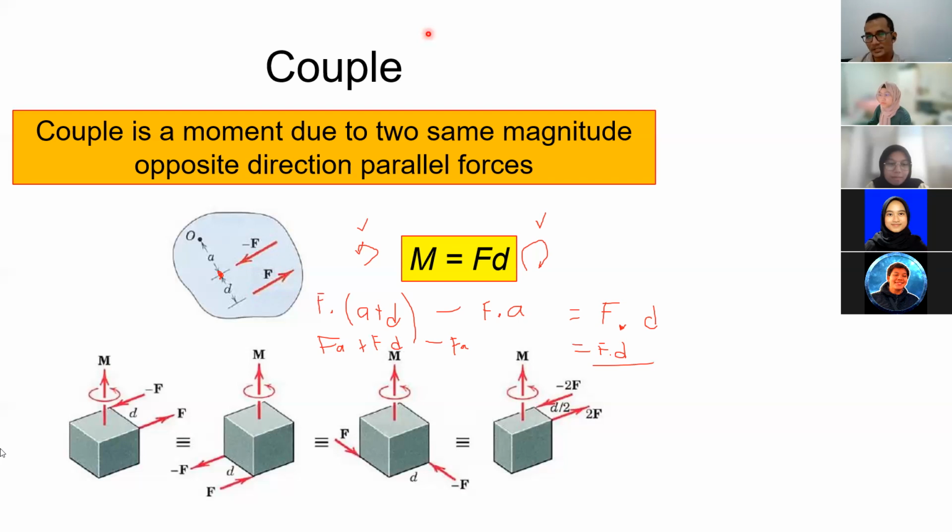What is the moment due to minus F at that particular point? I think it's just 0 because there's no distance. Yes, correct. Because there is no perpendicular distance. That's why the moment due to minus F is 0. How about the moment due to F?